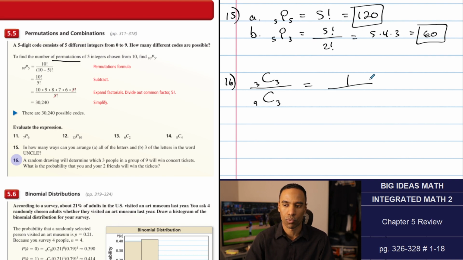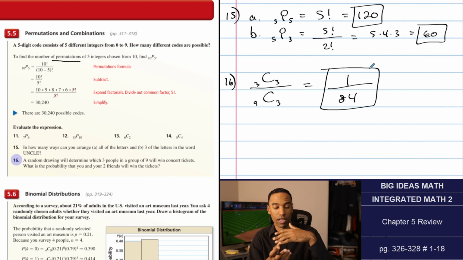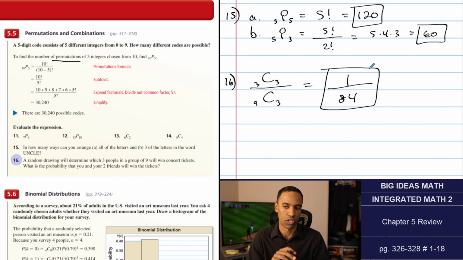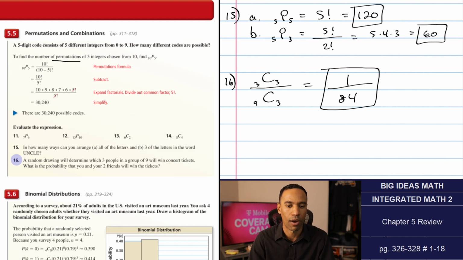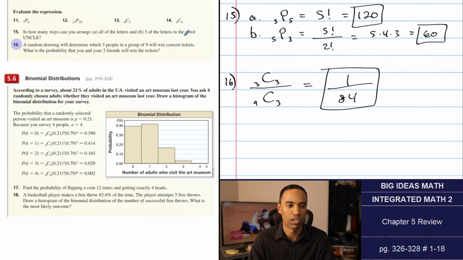Now, 9 choose 3. I'm going to use my calculator for that. 9 choose 3 is 84. So we get a 1 out of 84 chance. Normally with numbers this small, like 1 out of 84, the percentage version isn't worth it. It's a little more than 1%, but kind of low odds. Kind of low odds for 1 out of 84. Okay, let's go to section 5.6.